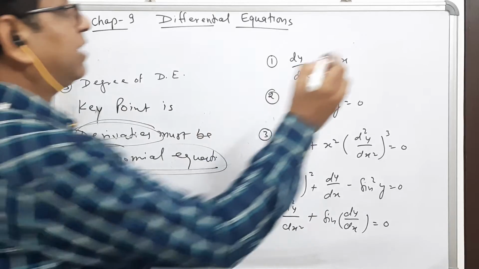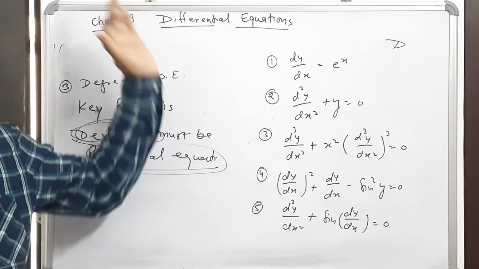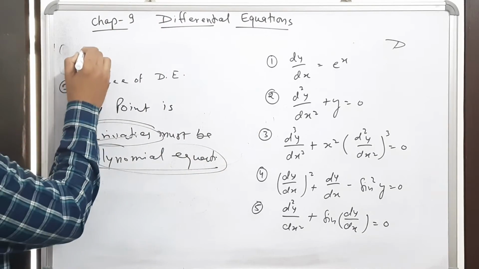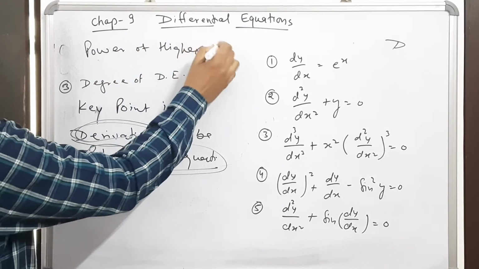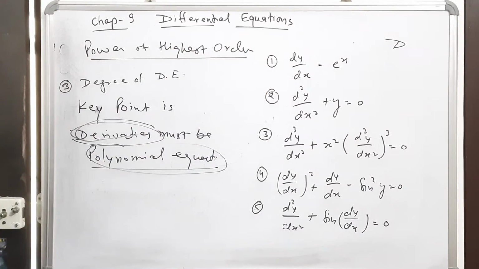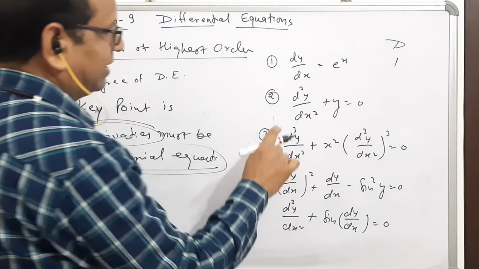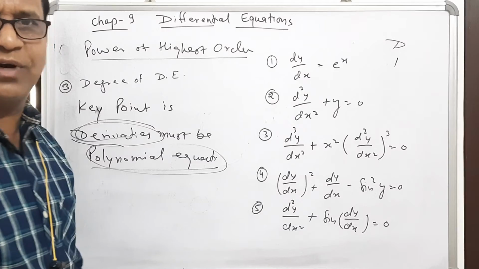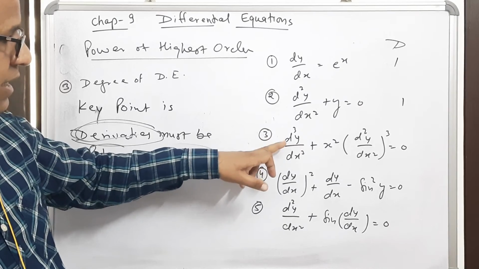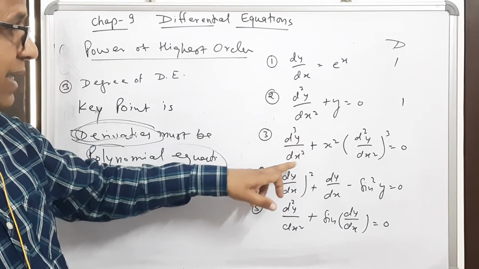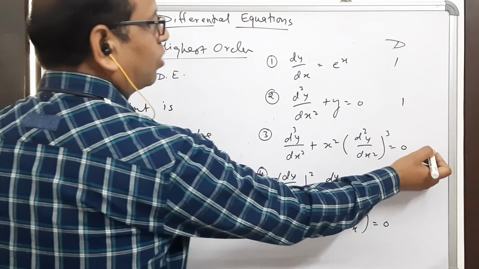You see, so what will be the degree of the first one? The degree is the power of the highest order. What is the degree? The power of the highest order. We will see the power of whichever is the highest order. Here the highest order is dy by dx, 1. What is its power? 1. So the degree is 1. Here the highest order is d2y by dx square. What is the power? 1. So the degree is 1. You see here the highest order is d3y by dx cube. But the power, the highest power is 3. But still the degree will be 1.